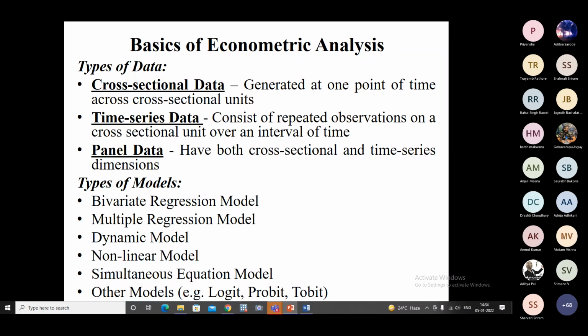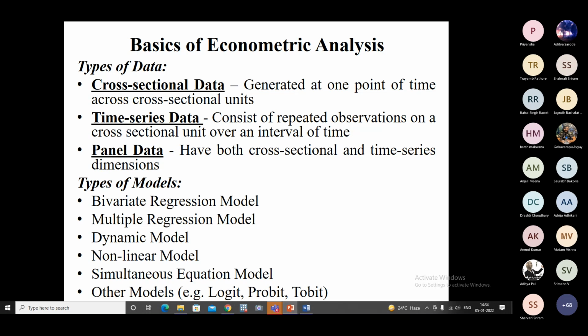In econometrics, there are different types of models. Bivariate regression model, multiple regression model. In bivariate regression model, there is one dependent variable and then there is one independent variable. In multiple regression model, there is a dependent variable and there will be more than one independent variable. In this course, we will be basically discussing bivariate regression model and multiple regression model.